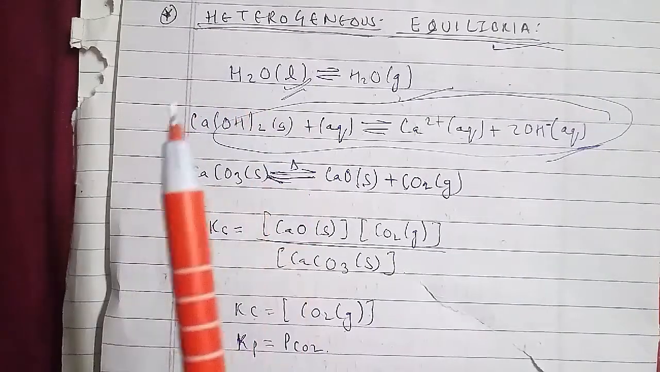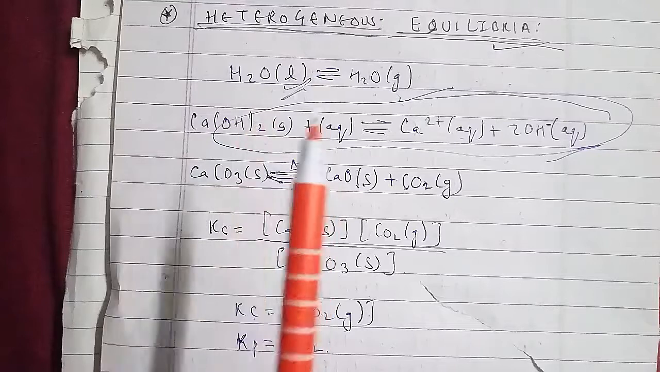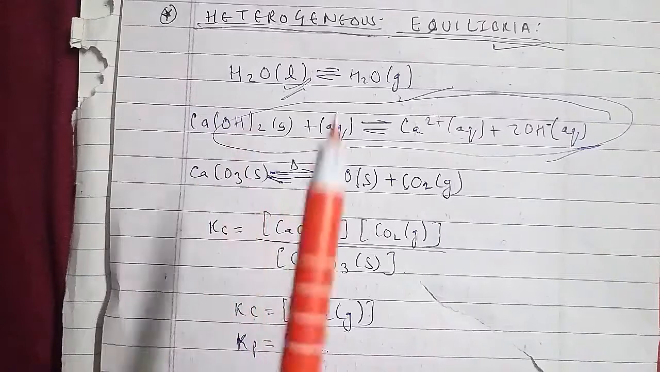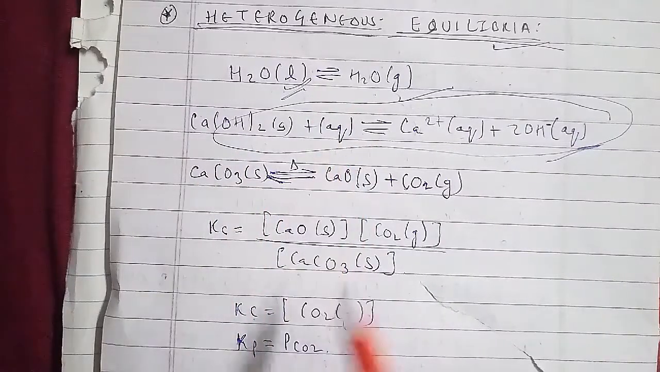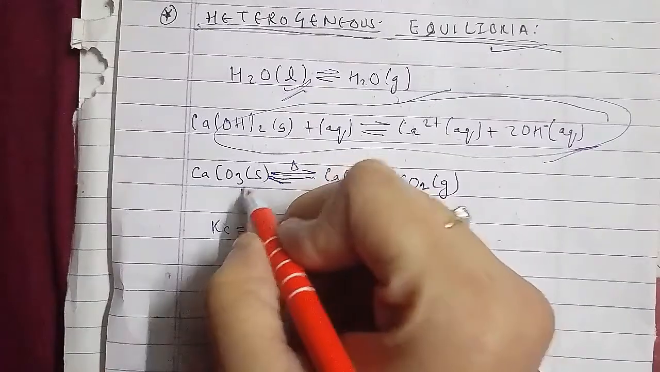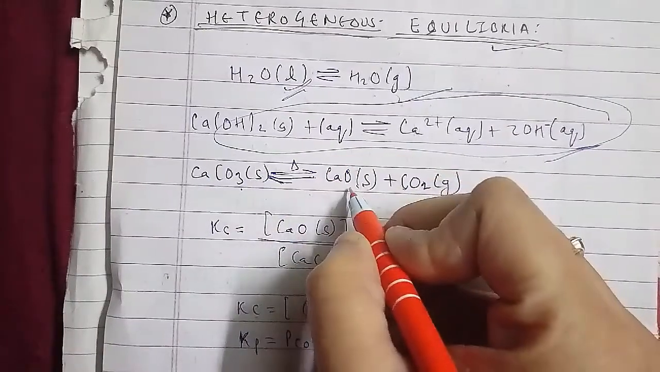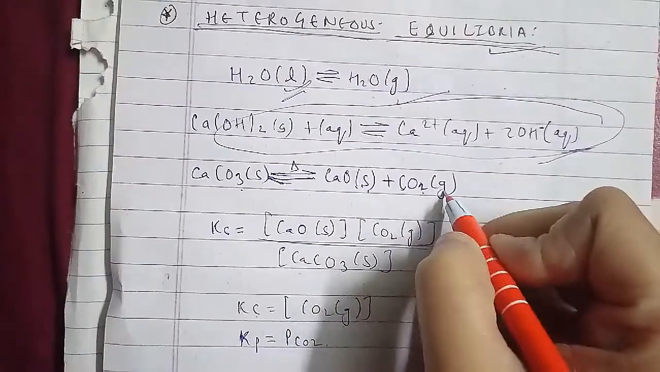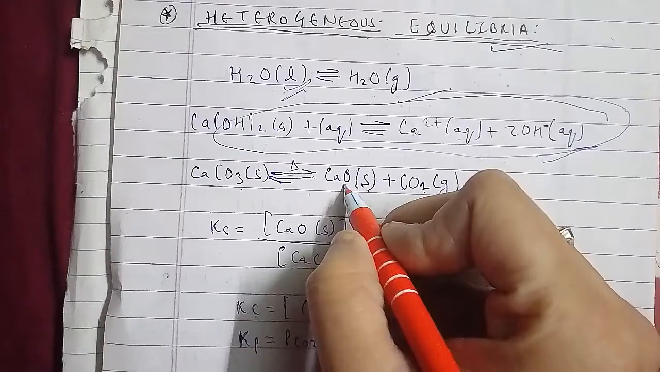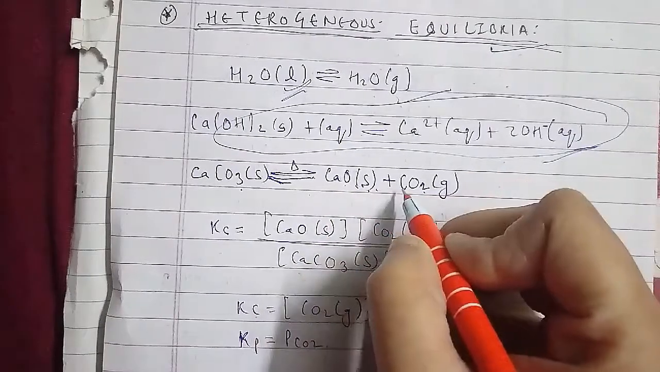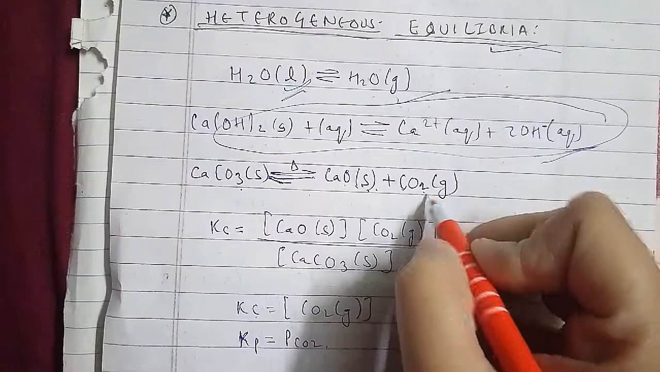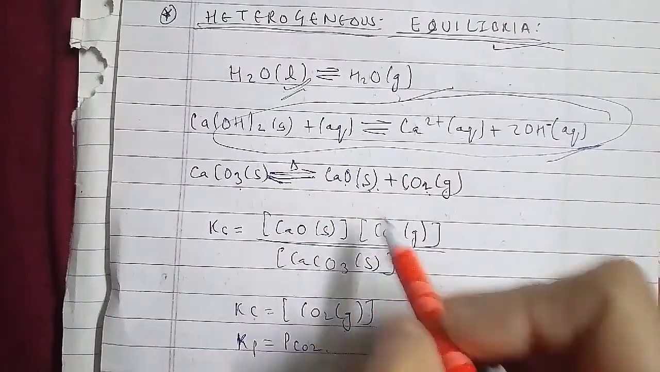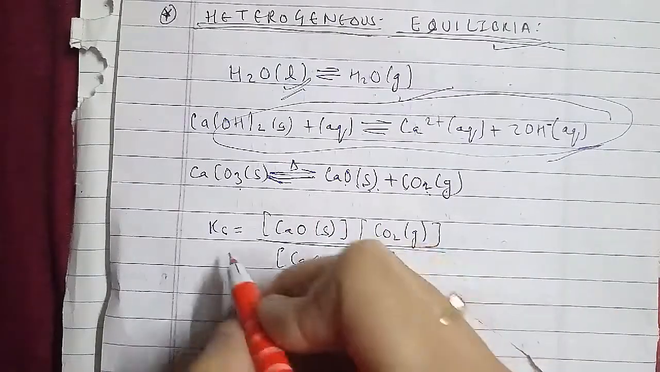With regard to this, we get to know that at a particular temperature there is a constant concentration or pressure of carbon dioxide in equilibrium with CaO solid and CaCO3 solid. Experimentally, it has been found that at 1100 Kelvin, the pressure of CO2 in equilibrium with CaCO3 is 2.0 into 10 to the power 5 Pascal.